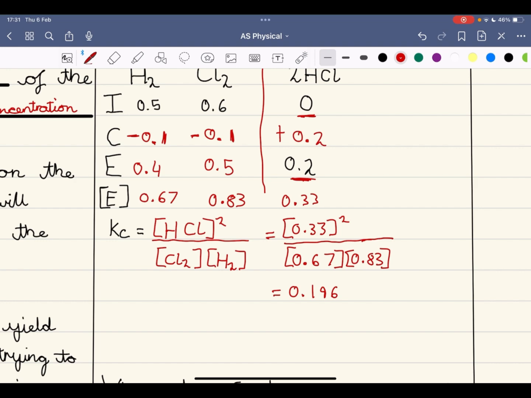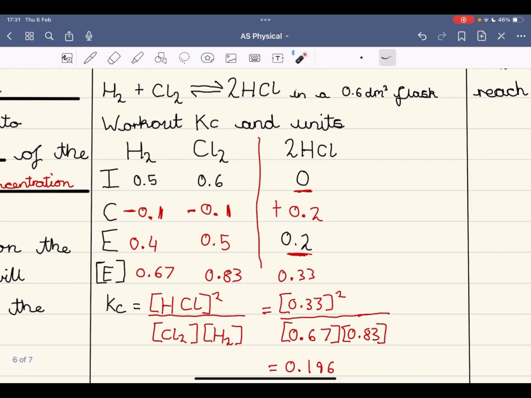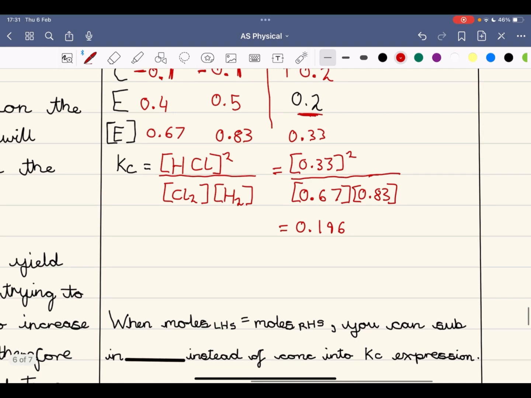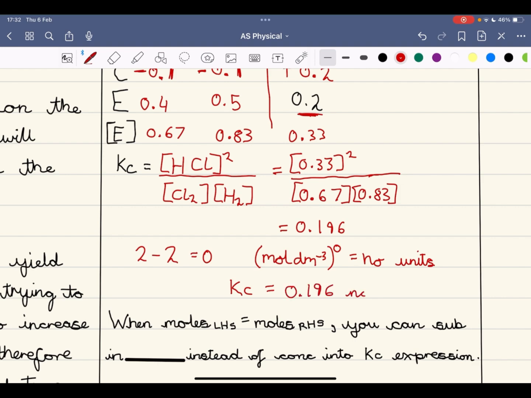0.196. And as for the units, well, we do the moles on the right hand side, which is 2, minus the amount of moles on the left hand side, which is 1 plus 1, so 2 as well. So we do 2 minus 2, and we get x is equal to 0. So then we do moles per decimeter cubed to the power of 0, and that gets us no units. So Kc is equal to 0.196, no units.